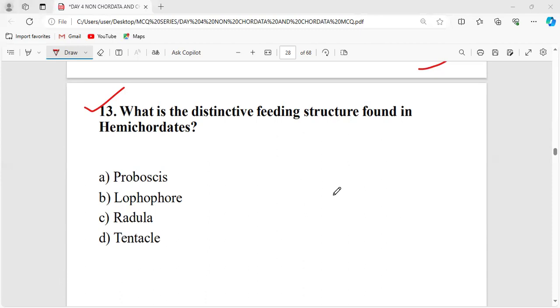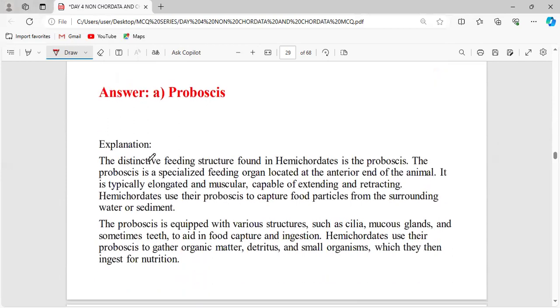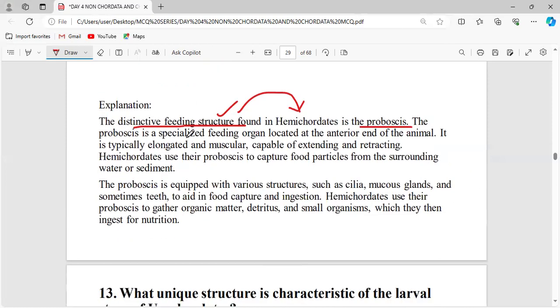Proboscis, generally it will be used in locomotion and transport of food materials, collection of food like that. Proboscis plays an important role when it comes to the hemichordates. The distinctive feeding structure found in hemichordates is the proboscis. It is a specialized feeding organ present in the anterior end of the hemichordates, and it is accompanied by different structures like cilia, mucus glands, and also teeth. They are the structures which help the organism in capturing and ingesting food.